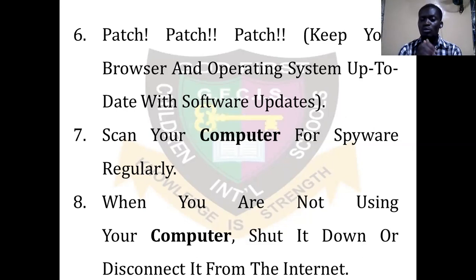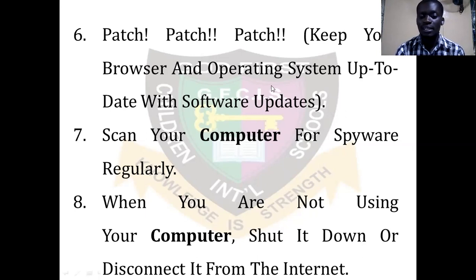And also, when you are not using your computer, shut it down. If the computer is online and you know you are not using it, disconnect from the internet and shut it down to minimize your risk.